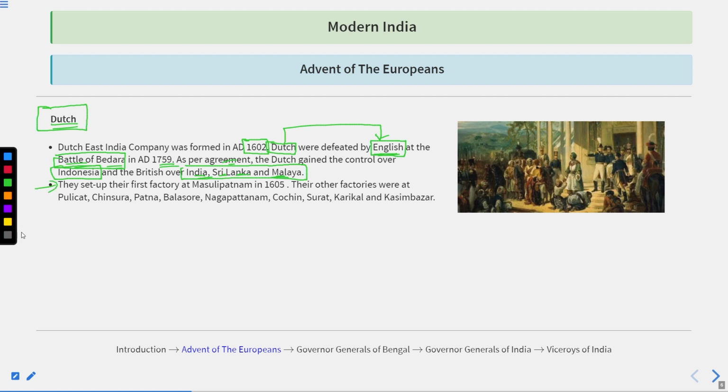After this, let's have a look at the trading of the Dutch. The Dutch set up their first factory at Masulipatam in 1605. Other factories were at Pulicat, Chinsura, Patna, Balasore, Nagapattam, Cochin, Surat, Karaikal, and Kasim Bazar.